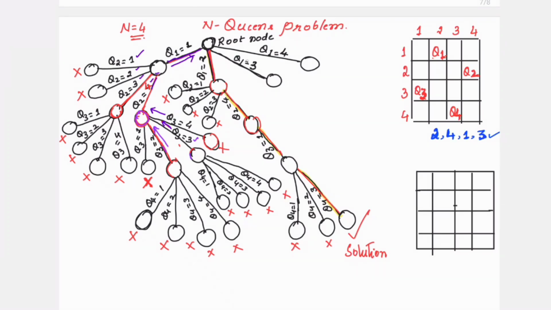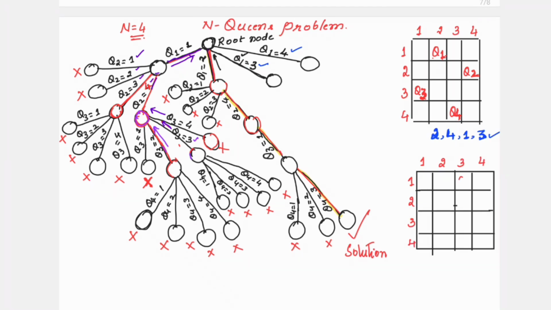For this root node, we have q1 equal to 3 also and q1 equal to 4. We have not explored these two because when we are using the approach of backtracking, there is a possibility of having multiple solutions. We have come across one solution, 2, 4, 1, 3, but we also need to check whether we can have one more solution for this 4 queens problem. For that, we will come back to the root node and start exploring this path now. This path, if I am exploring, that means I have to place q1 in the third column.